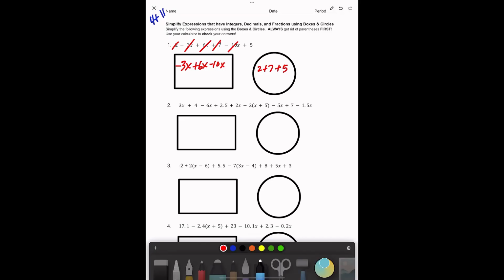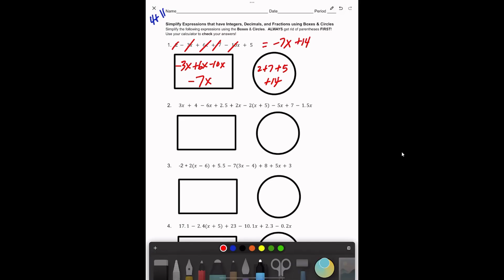Now, all I'm going to do is total it up. So it's going to be a negative 3 plus 6, which is going to be a positive 3x. 3x plus minus 10x is going to be a negative 7x. All right, so that's the total in the box. So that's the total for the x's. And then I do the same thing for the circles. I'm going to have 2 plus 7 plus 5. So 2 plus 7 is 9. 9 plus 5 is 14. So our simplified expression would be a negative 7x plus 14.